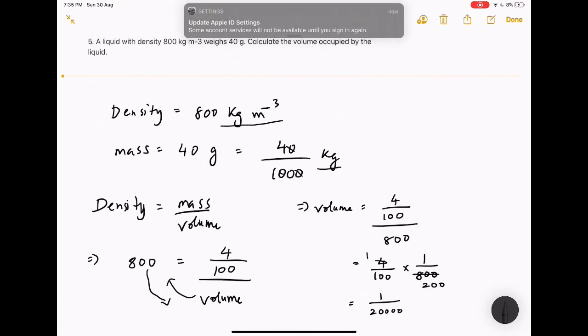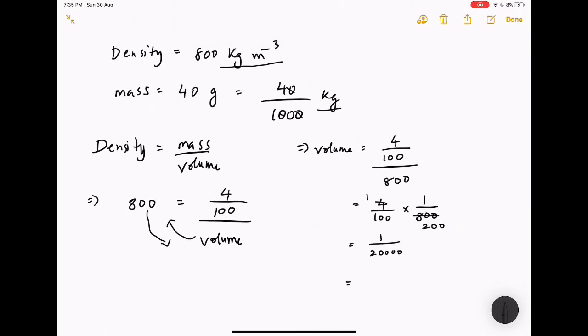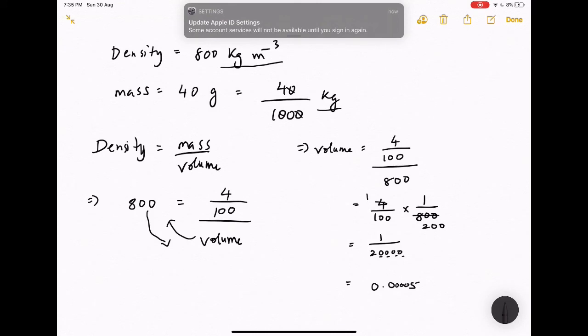And if you want to convert that into decimal, let's say 1 by 2 is 0.5, and there are 4 zeros, so 1, 2, 3, 4. This will be 0.00005 meter cube.